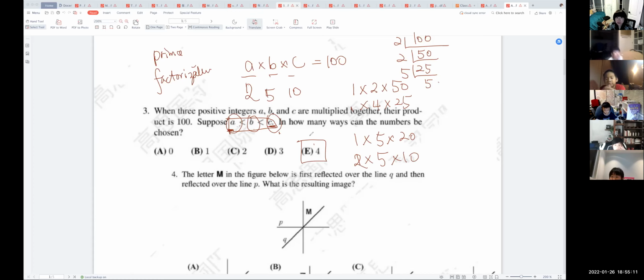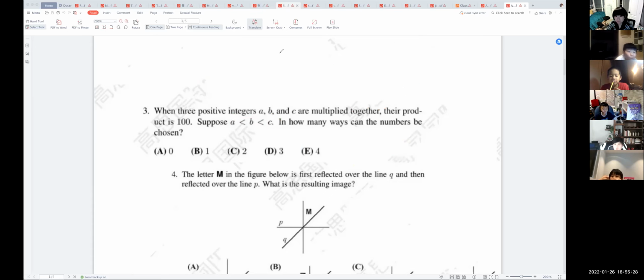Does everybody get this question right? Or do you understand right now? I understand right now, but I don't know if I got it correct when I did the test. OK，好，小朋友们，这道题目懂了吗？好，那我们把这道题目换成120，你们重新自己再做一遍。If there are three positive integers a, b, and c multiplied together, their product is 120. Suppose a is smaller than b and smaller than c. In how many ways can the numbers be chosen? Okay?